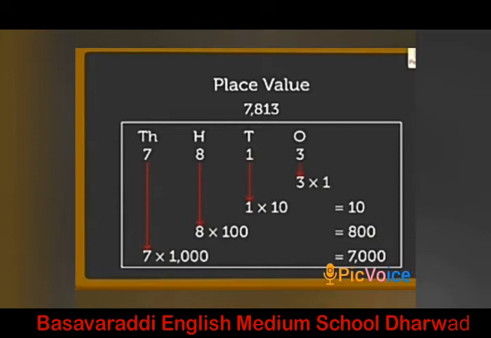Now 8 is in the 100 place, the 100 column. What is its place value? 8 into 100, so 800. 1 is in the tens place. So 1 into 10, that is 10. And 3 is in the 1's place. 3 into 1, that is 3.